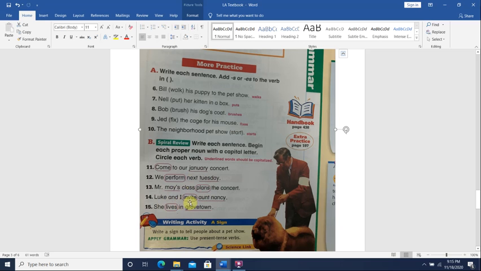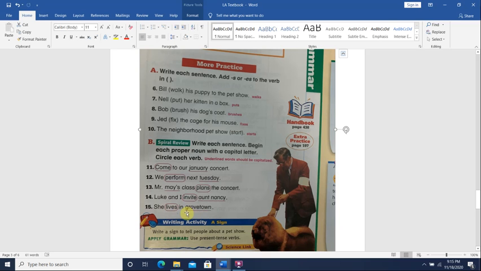Luke and I invite Aunt Nancy. Invite here is the verb. And Aunt Nancy, we have to capitalize Aunt and Nancy because Aunt here is the person and this is her name. Capitalize A and capitalize N. Next, 15, she lives in Groovetown. Lives is the verb and Groovetown is the name of a place. We must make G capital.